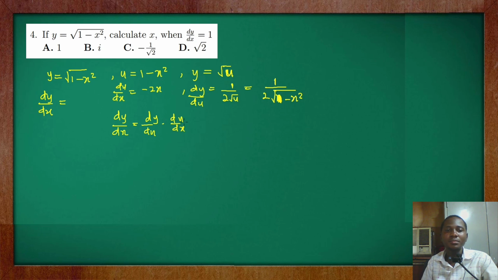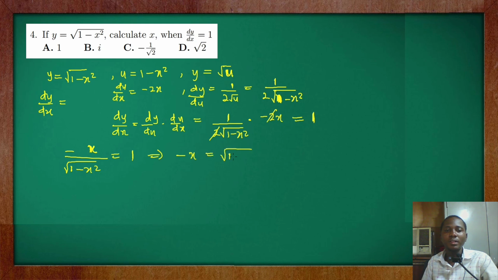Okay, so if we substitute those values, we are going to have 1 over 2 root of 1 minus x squared, multiplied by minus 2x. Okay, so this is our dy/dx. Now they said we should calculate x when our dy/dx is 1. So if we equate this to 1, we are going to have minus 1 or minus x, all right, since 2 cancels, so we have minus x all divided by the square root of 1 minus x squared equal to 1. Okay, so if we cross multiply, we are going to have minus x equal to the square root of 1 minus x squared.